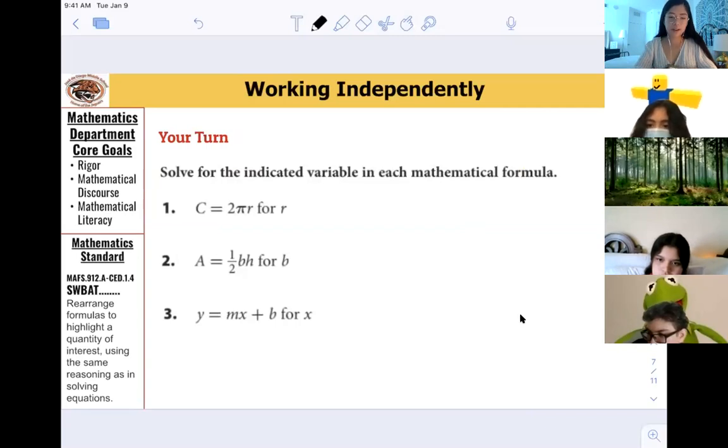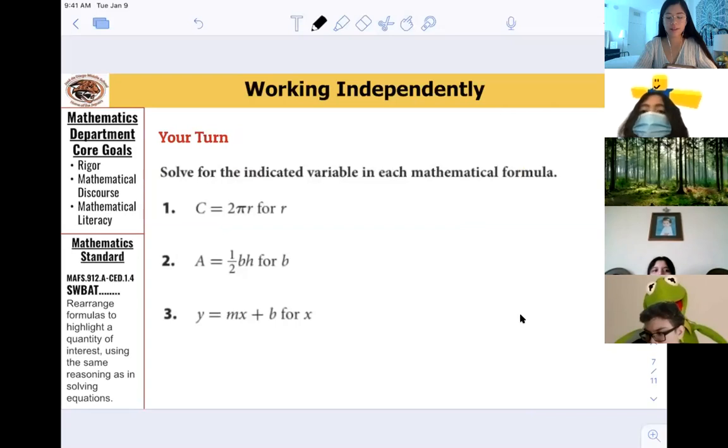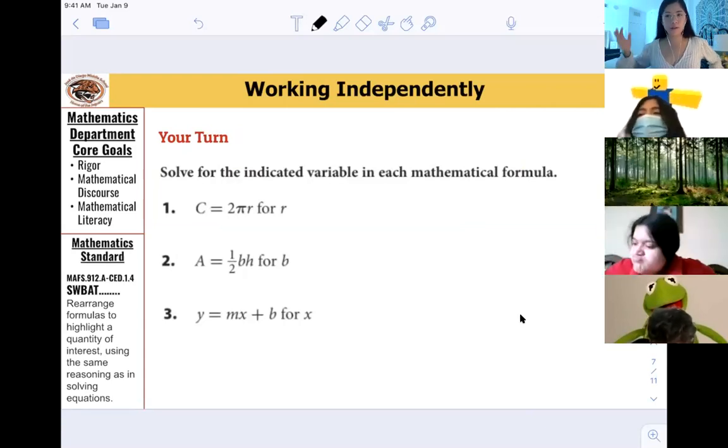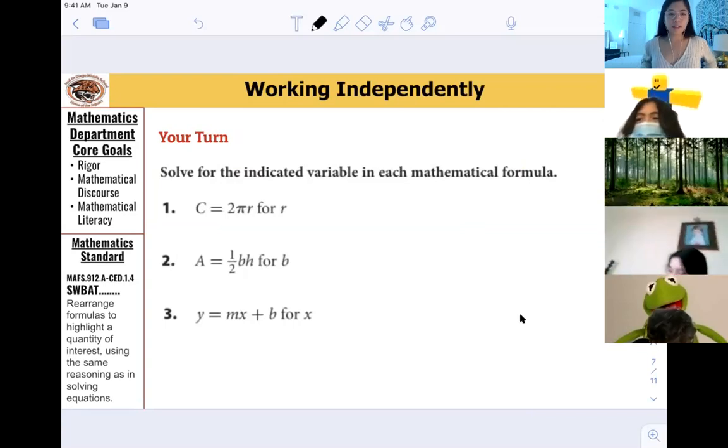Do we send you the answers? You can send me the answers. It might be a little hard to send me the answers because it'll look like math, so I don't know if you'll be able to do it easily, but you can try sending me your answers. 7 minutes, take your time, work it out. Remember to follow those steps very clearly and see if you can figure it out.